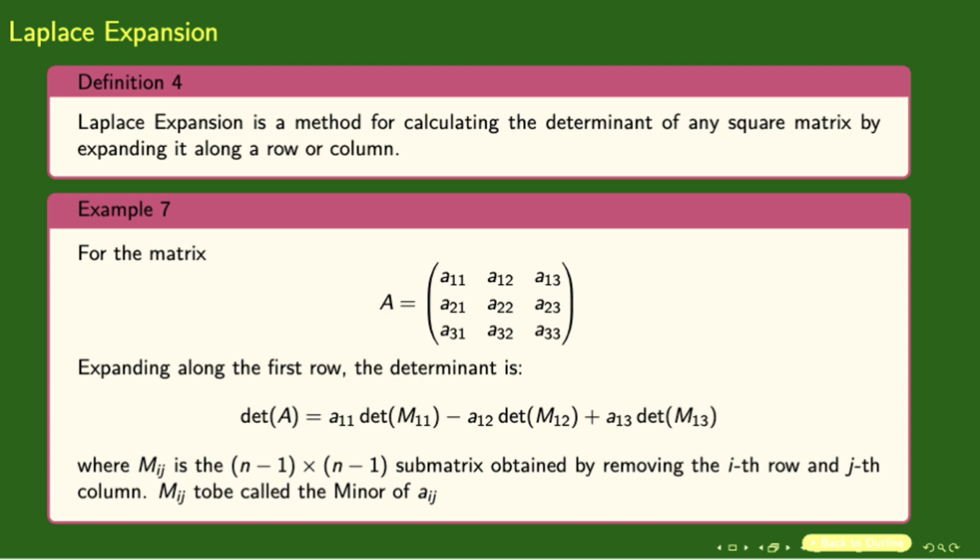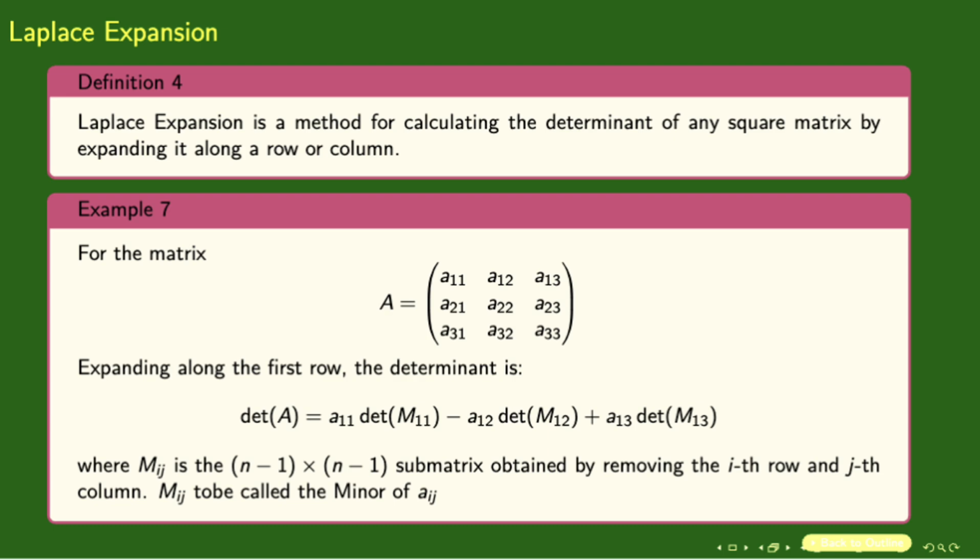The determinant is calculated by taking each element in the first row, multiplying it by its corresponding minor, and then applying a sign based on the position of the element. Specifically, if the sum of the row and column indices of an element is odd, the term is taken with a negative sign. Here, a11, a12, and a13 are the elements of the first row. Mij represents the minor of element Aij, which is the determinant of the submatrix formed by removing the ith row and jth column.